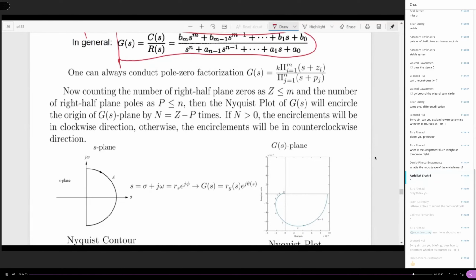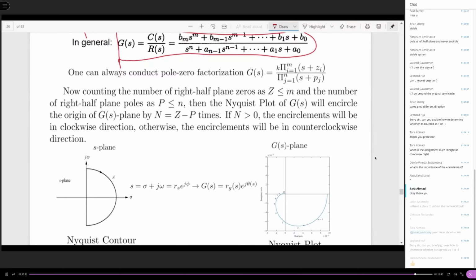Yeah, the assignment is specified in the schedule file. I think it's midnight of tomorrow or Wednesday. I cannot remember. You can check that from the schedule file. It says very clearly.